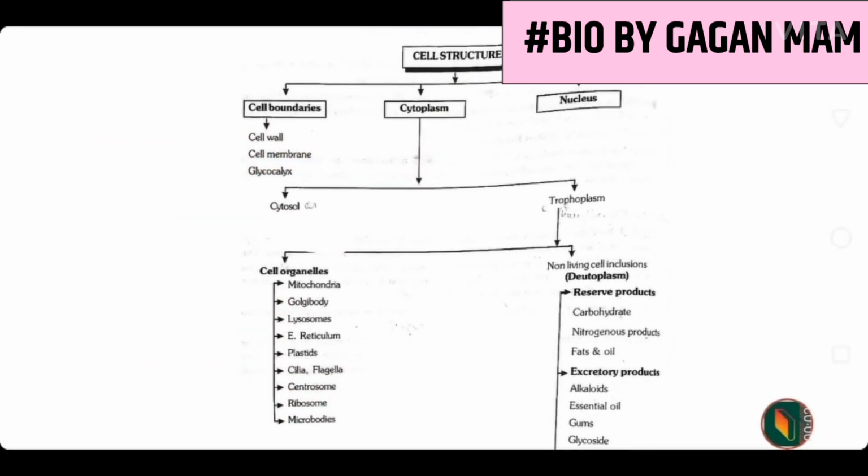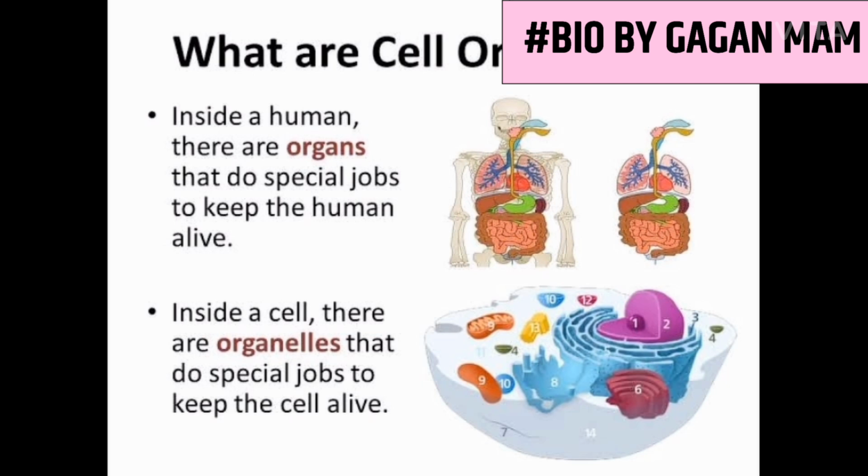Now, we have discussed cell boundaries: cell wall, cell membrane, glycocalyx. Today we started cytoplasm, where we read about cytosol. We also read about trophoplasm, which is formed of cell organelles and non-living cell inclusions. We have read the inclusions in detail. Now we are going to start cell organelles. So what are cell organelles?